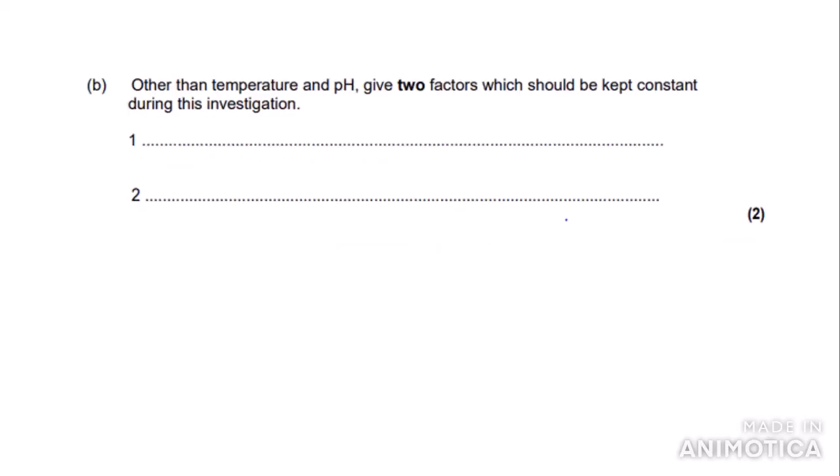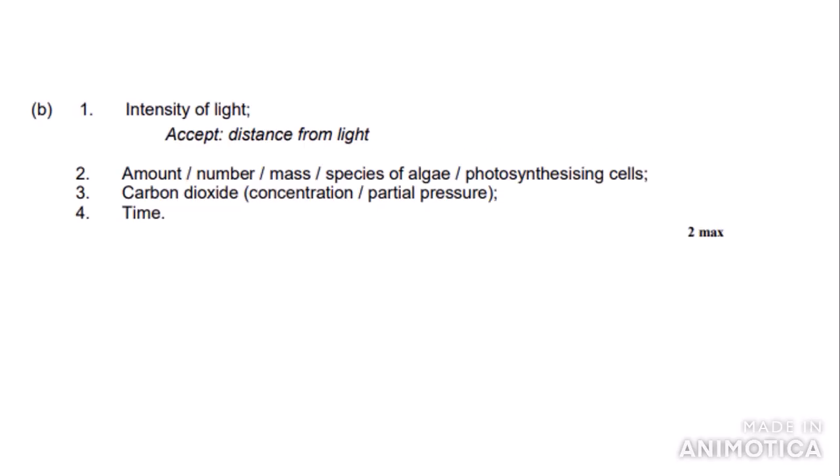If we go on to the next question, other than temperature and pH, give 2 factors which should be kept constant during this investigation. You just have to name 2 other limiting factors of photosynthesis, which, as you may be able to recall from earlier in the video, are carbon dioxide concentration and light intensity. So a pretty easy question. If we look at the mark scheme, you can write the intensity of light or light intensity.